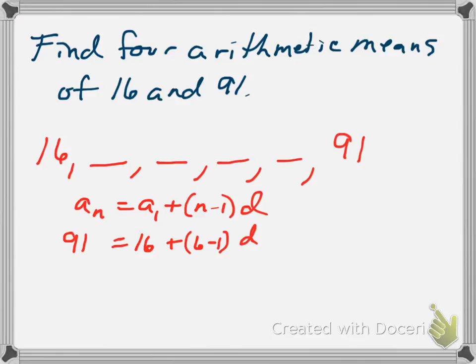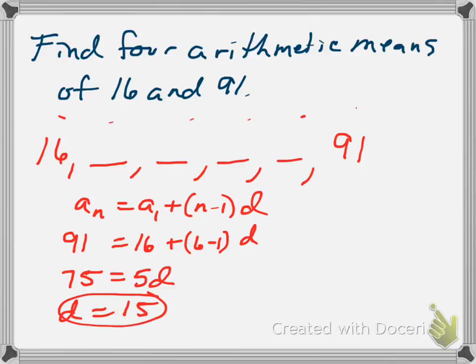Now all you have to do is use your algebra skills to get the D by itself. So I would have to subtract the 16 to the other side and then divide by 5. Giving me a common difference of 15, and then you would add 15 over and over until you get to 91.